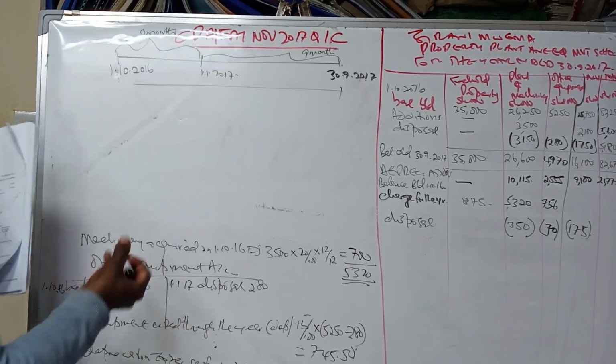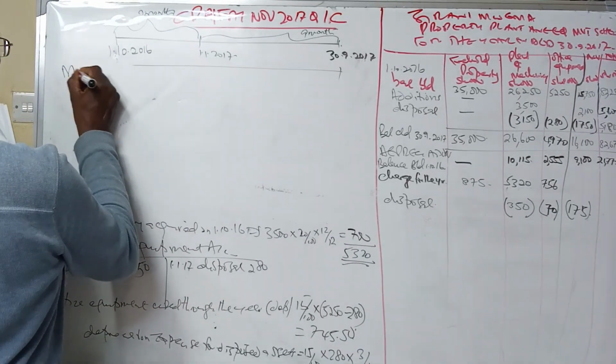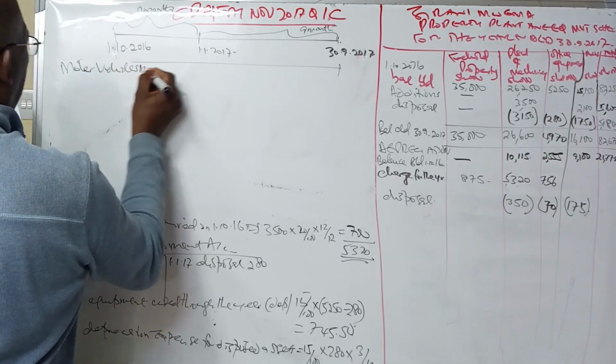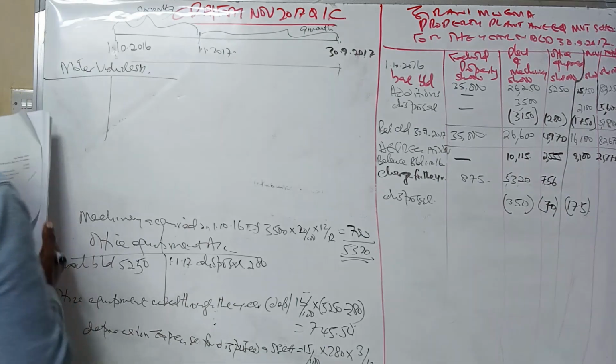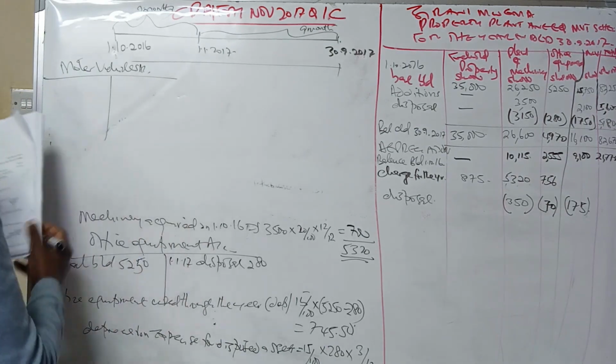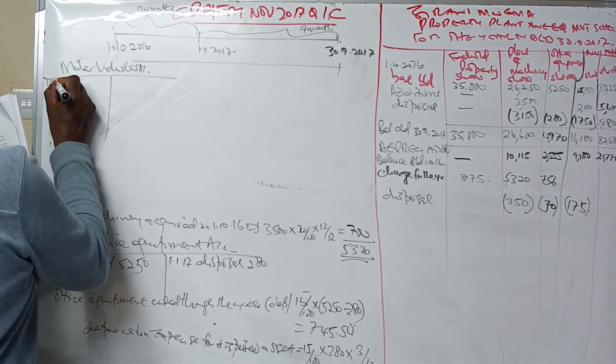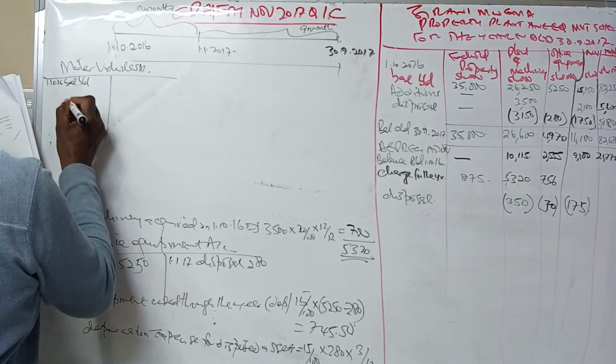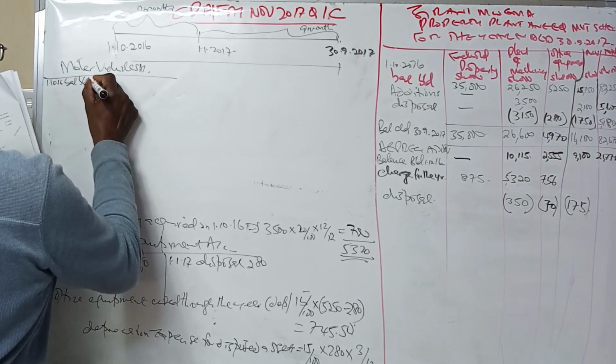Again, do the account. I like doing the account because it helps me to argue logically. The balance brought down on 1st of October 2016. Balance brought down for motor vehicle is 15,750.